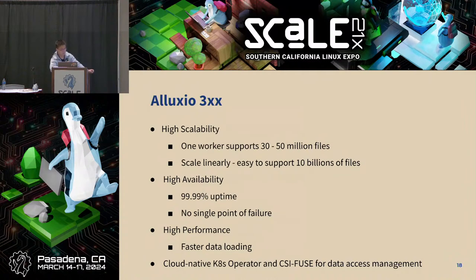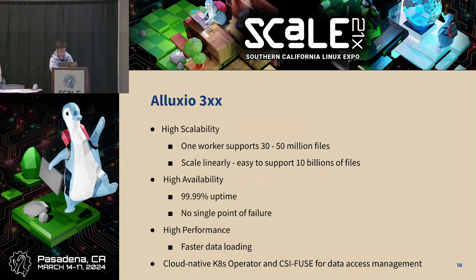So by implementing this in Alluxio 3.x, we get higher scalability. One worker can easily support 30 to 50 million files, and they scale linearly, so we can easily support 10 billion files, which is nowadays pretty common in machine learning and AI workloads. We can also achieve high availability. We can guarantee 99.4% uptime, and there's no single point of failure in the system. We can get faster data loading in the preload stage. And for cloud native Kubernetes scenarios, we also have the operator and CSI Fuse for data access management.